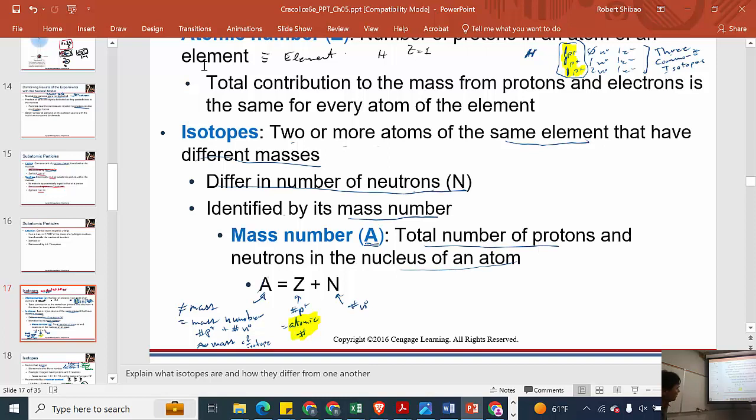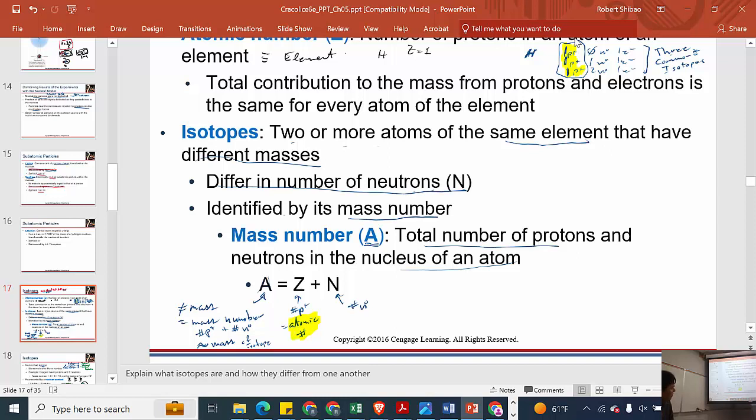So A, the mass number here, is equal to Z plus N. Z is what we call the proton number, the element number, or the number of protons, or the atomic number. And N is the number of neutrons. So the number of neutrons we don't give a special name to, but the number of protons we do, and that's Z, or the element number. Since all hydrogens have the same number of protons, if we have an atom with 1 proton, it's got to be hydrogen. All atoms of helium have 2 protons, but the number of neutrons might vary.